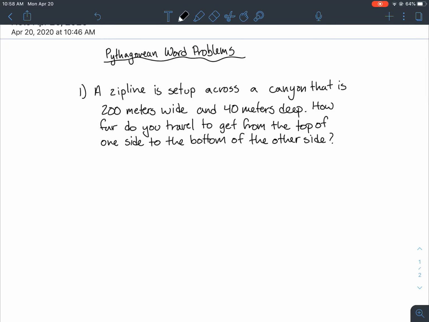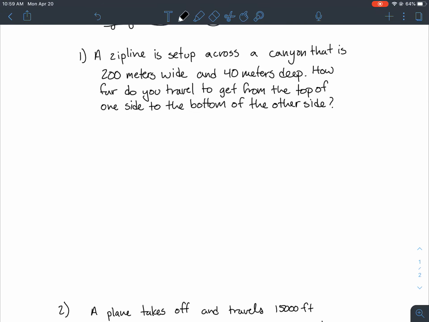Hello again. We are going to be looking at word problems now that use the Pythagorean theorem that we talked about last week. So, we're going to have a word problem. We're going to have to design and draw a triangle, a right triangle, in order to solve for one of the sides. So, let's start with the first one here.